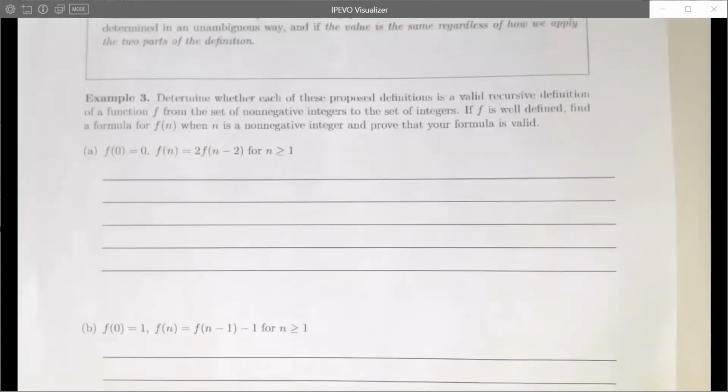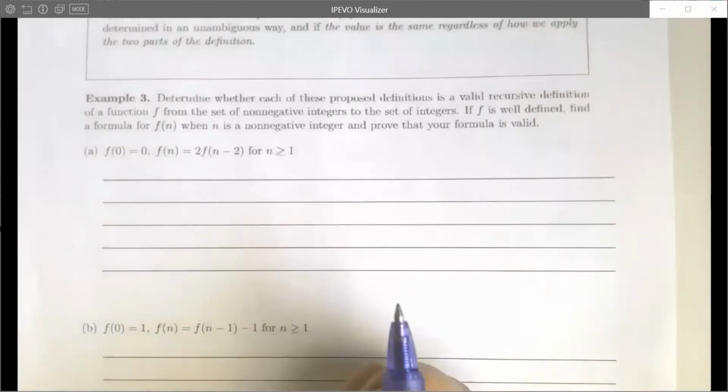So let's take a look at part A. Part A has a basis step of f of 0 equals 0 and a recursive step of f of n equals 2 times f of n minus 2 for n being greater than or equal to 1. Well, initially the best way to check whether or not this is a well-defined function is to just plug in some values of n.